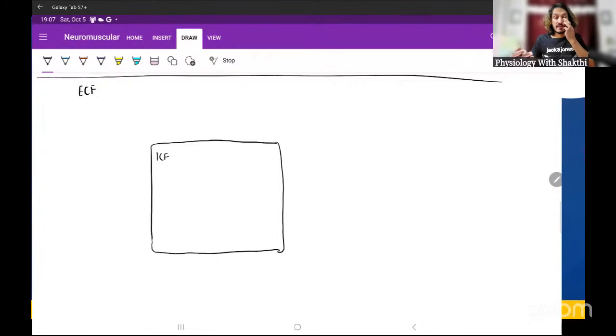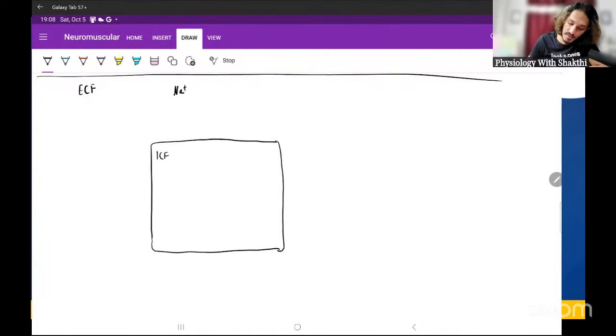In your ECF, the predominant cation which is there is your sodium actually. Okay, so the positively charged ion which is more predominant is sodium. If you look at it inside the cell, the positively charged ion which is more in number is potassium. Okay, now we have to understand the concentrations. This you have to learn the values.